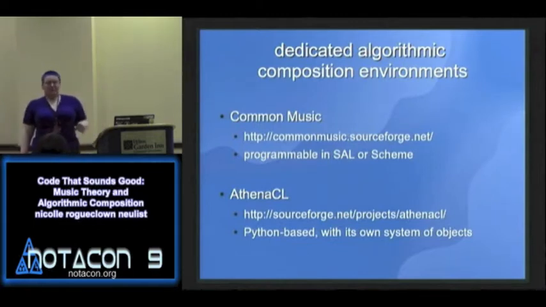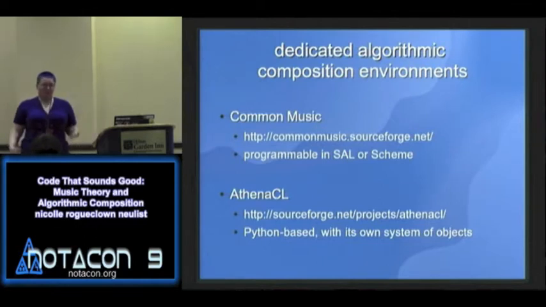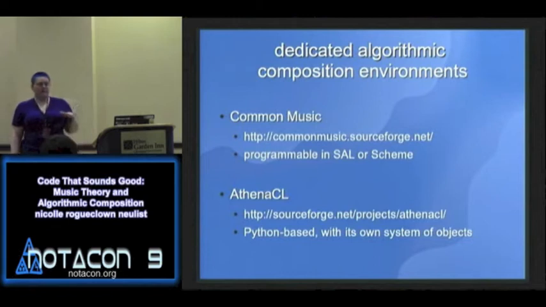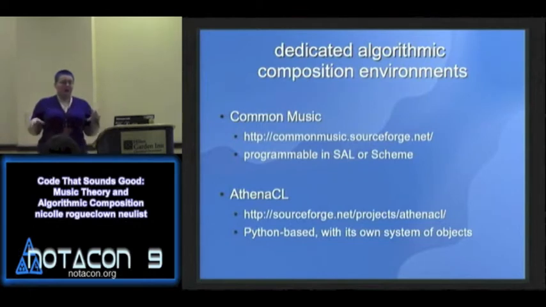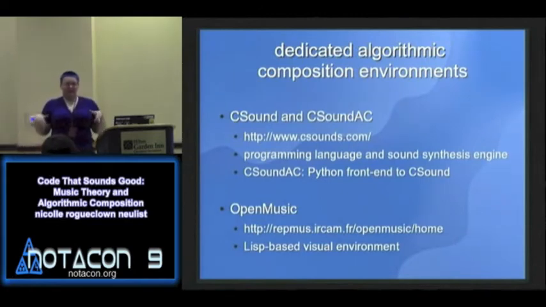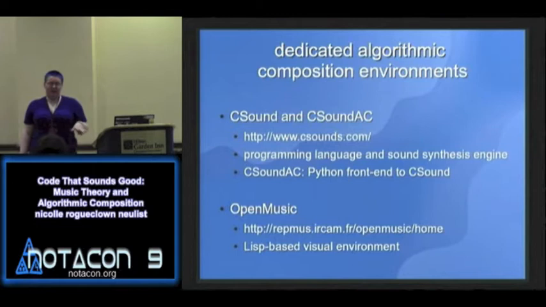There's Common Music, which is programmable either in Scheme or in SAL, which is a simplified language that was designed specifically for Common Music, specifically for trying to learn, like if you're just starting out doing programming and want to make music. There's also Athena CL, which is Python-based, but has its own system of musical objects, kind of its own sub-syntax, if you will. C-Sound and C-Sound AC. C-Sound is a pretty popular open source music framework, and C-Sound AC is kind of a Python front end. It's called C-Sound because all the guts of the code are written in C.